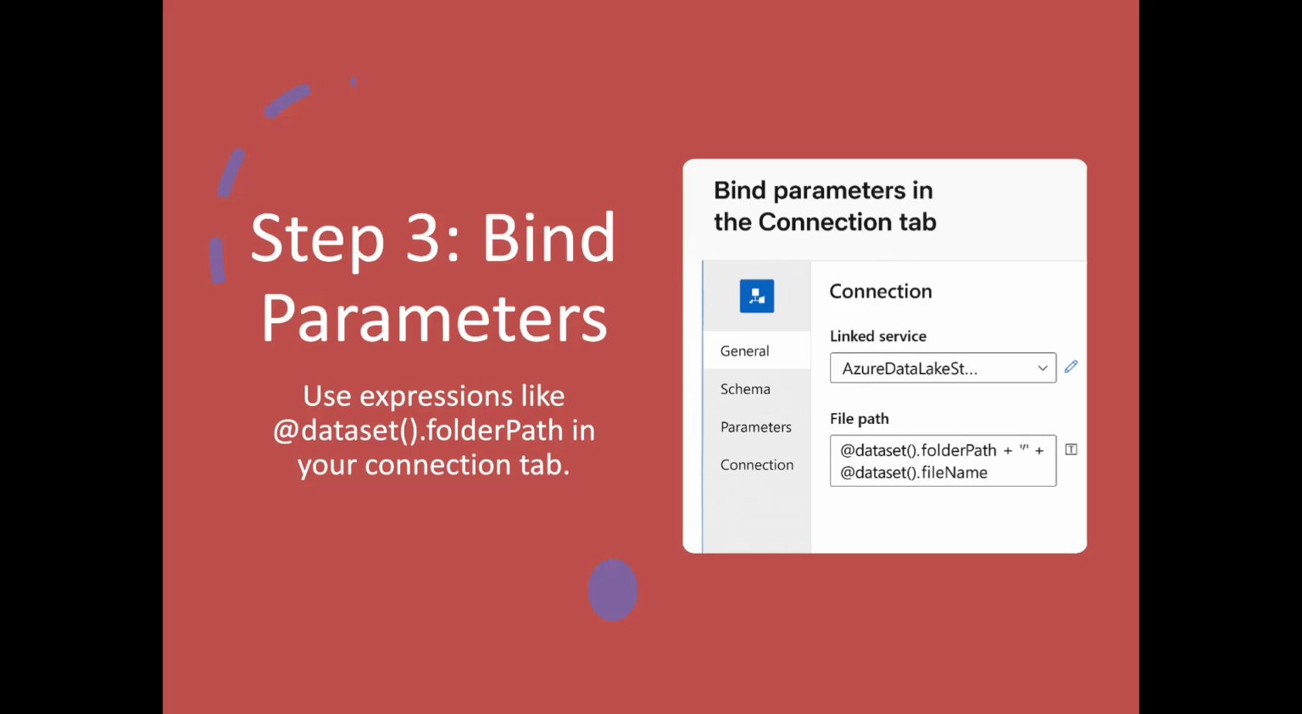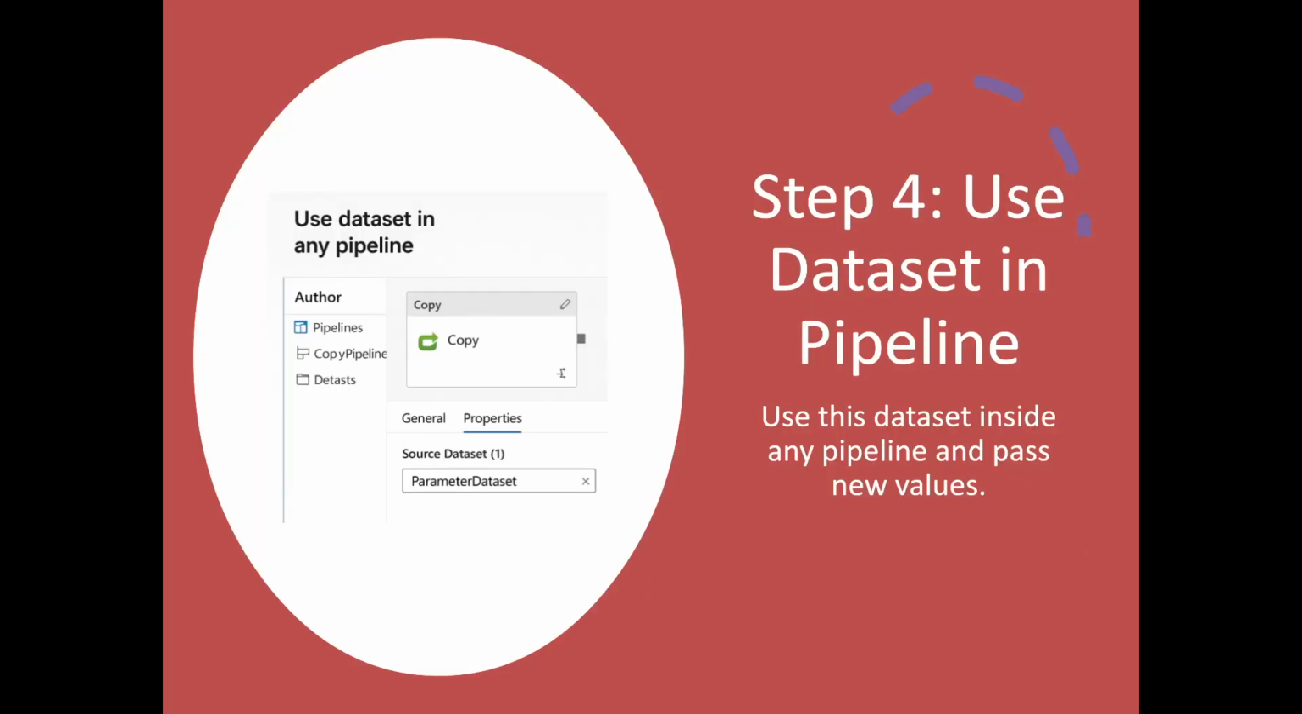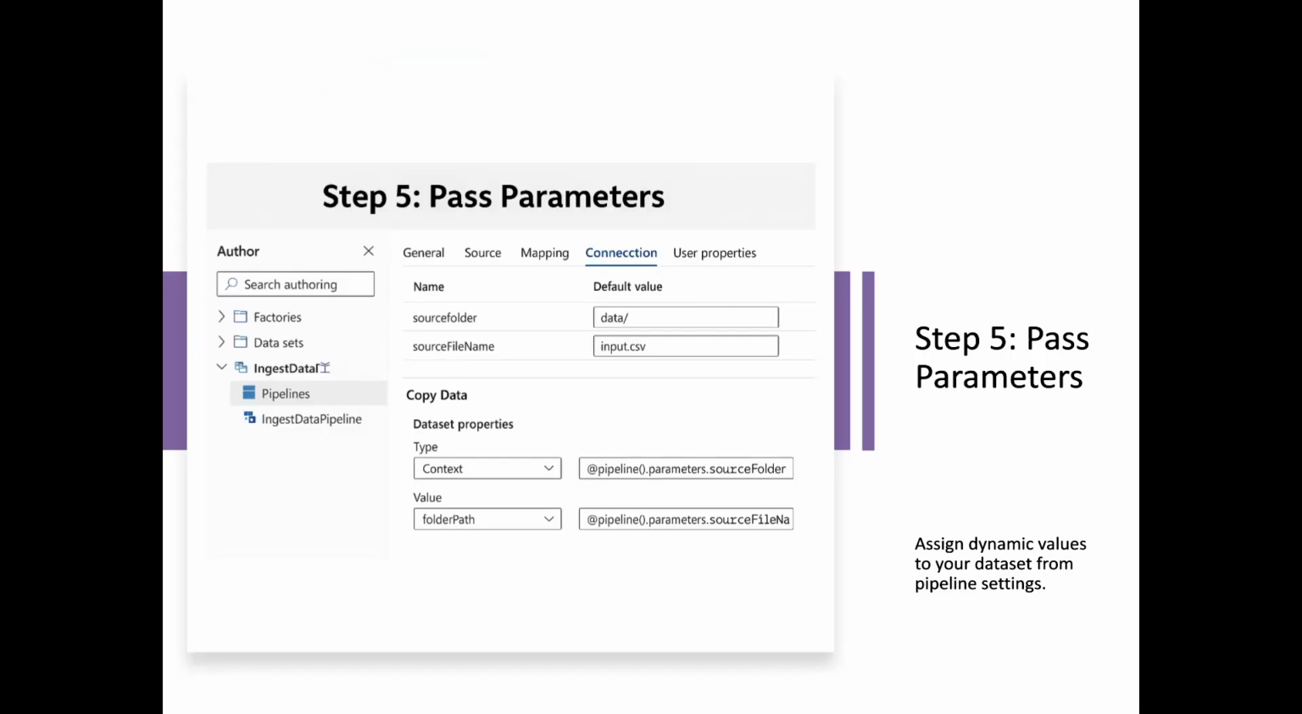Step 4. Use dataset in pipeline. Use this dataset inside any pipeline and pass new values. Step 5. Pass parameters. Assign dynamic values to your dataset from pipeline settings.